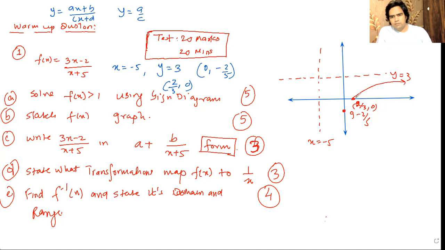It is going to have a horizontal asymptote here. It will be passing through this point. And of course, you're going to have this as the final graph in this quadrant. So this is how the sketch of this graph looks.